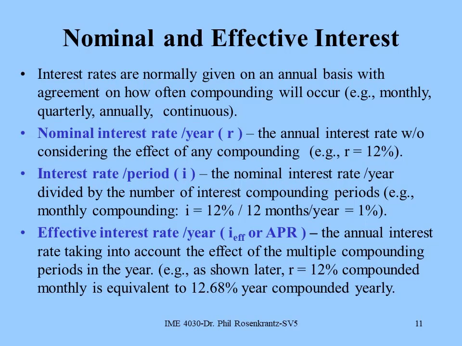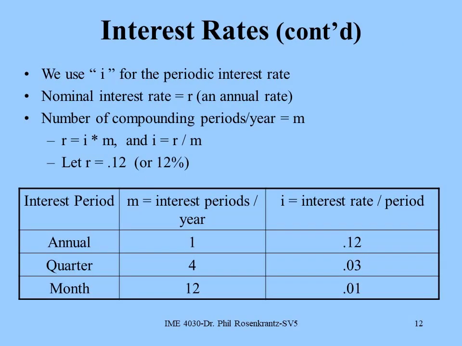Okay, let's go to slide number 12. Just to clarify some of these numbers, we use I to represent the periodic interest rate, R for the nominal interest rate, and that's always an annual rate. The number of compounding periods in a year, we use the variable M. And so R equals I times M, or we can rearrange that, and I equals R over M. And here's a few examples.